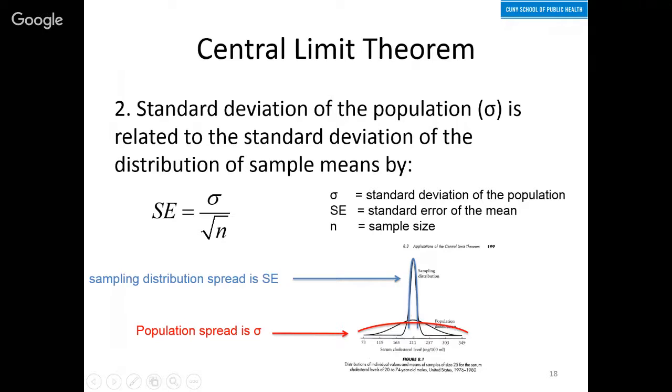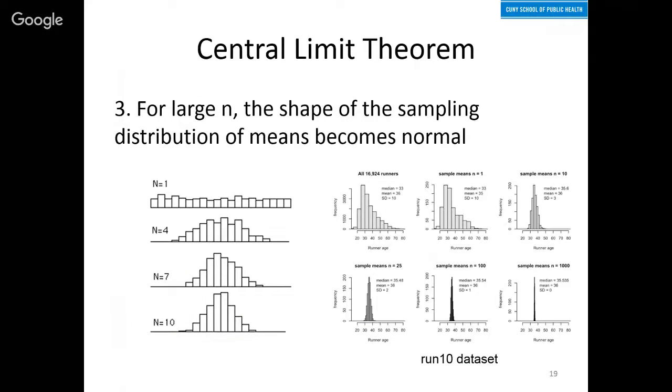And it's related just by dividing by the square root of your sample size. That's it. And the third part, maybe the most surprising, is that for large n, so for large enough samples, the shape of your sampling distribution of the means becomes normal, and it doesn't matter what the population distribution is.